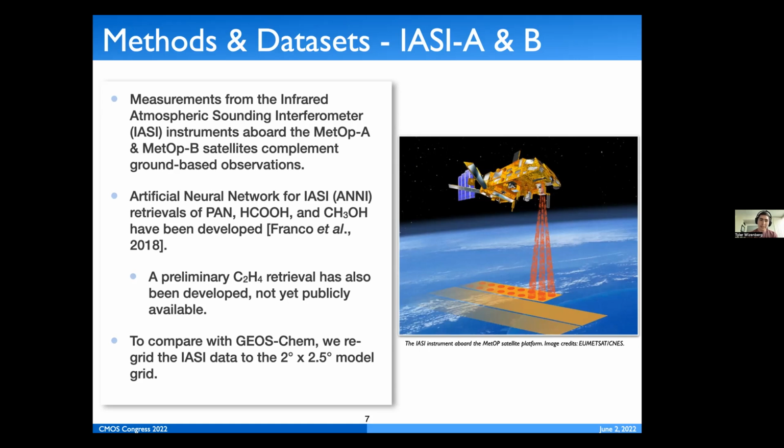They've also been recently working on a retrieval of ethylene. That one's not yet publicly available, although the EASI team was nice enough to provide that for the purpose of this study. So when I actually do the comparisons with GEOS-Chem, I regrid the EASI data to the model grid, the 2 degree by 2.5 degree model grid.